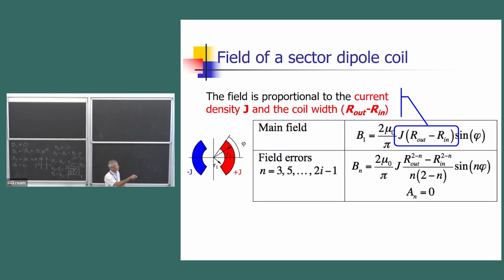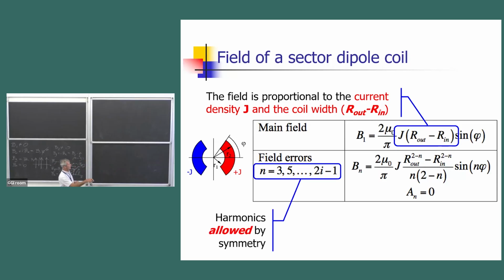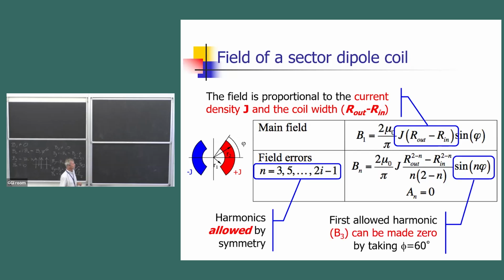What we also see is that the field is proportional to the current density, J. That's the current that flows into each of the blocks here. And the coil width. Interesting. In episode 3, we'll come back to that. Just remember, current density, coil width. If you want the same field, if you have a higher current density, smaller width, less material. It will cost you less. That's an interesting piece of information. So as I said, these are the harmonics allowed by symmetry.